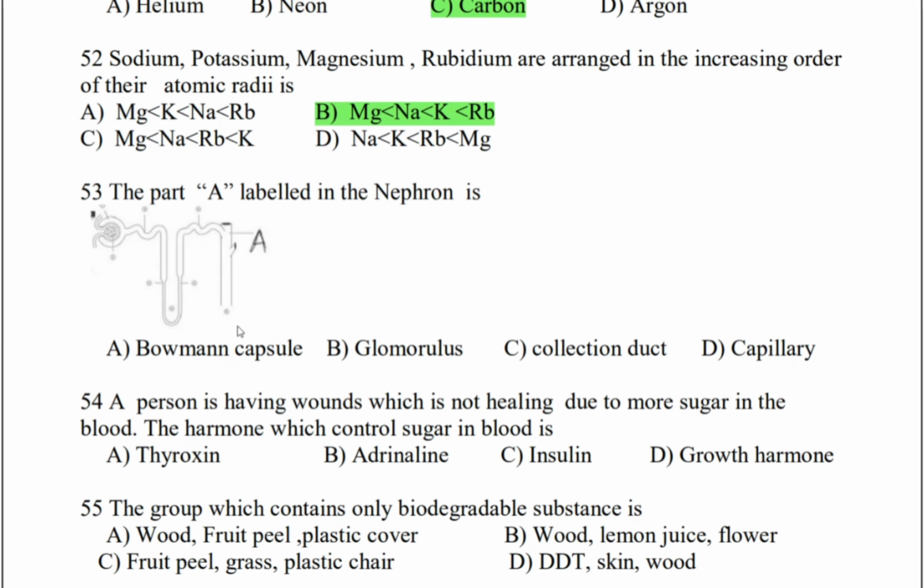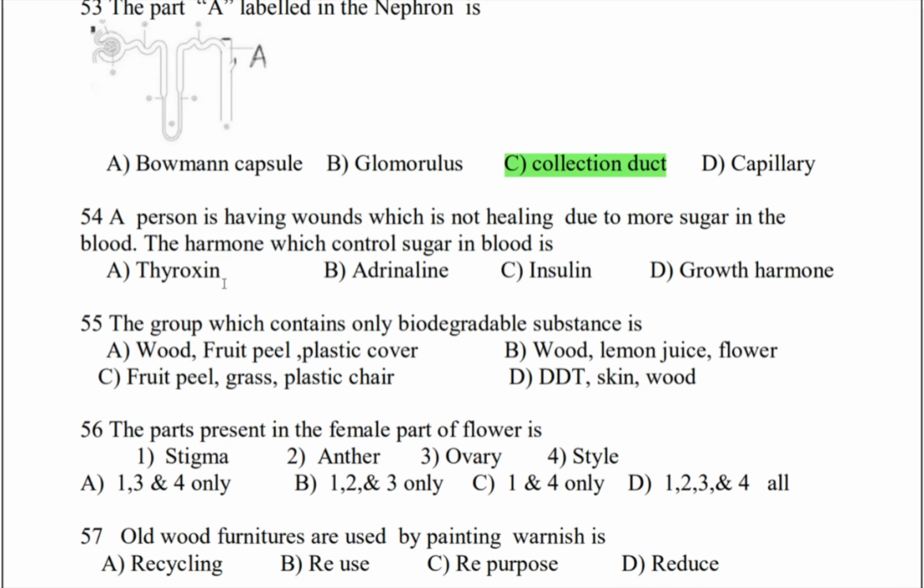Next question. The part A labeled in the nephron is the collecting duct. Check out the nephron figure. Next question. A person has wounds which are not healing due to more sugar in the blood. The hormone which controls the sugar in blood is insulin, which is secreted by the pancreas.